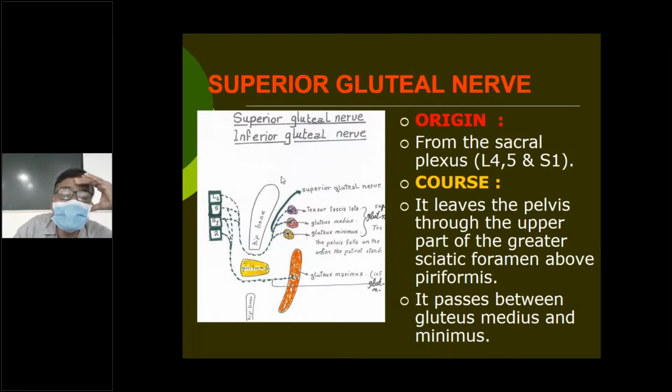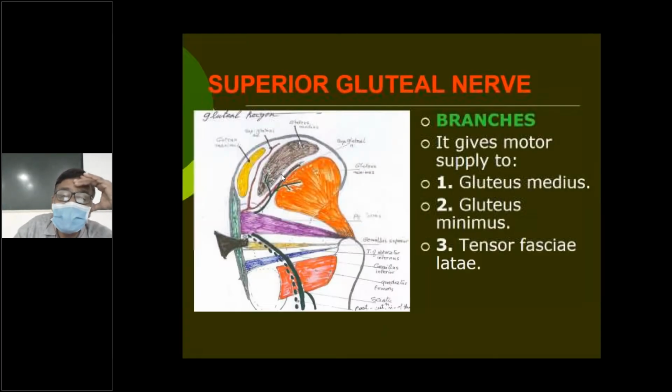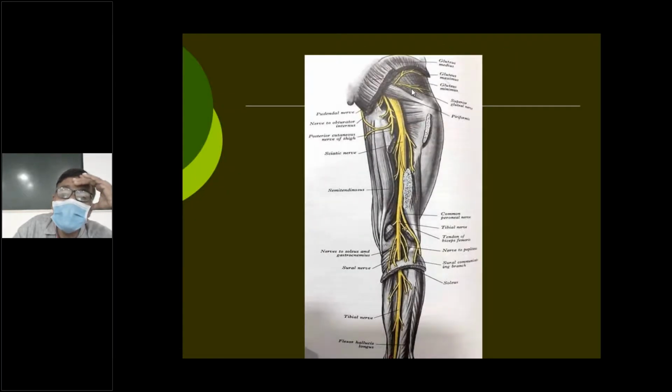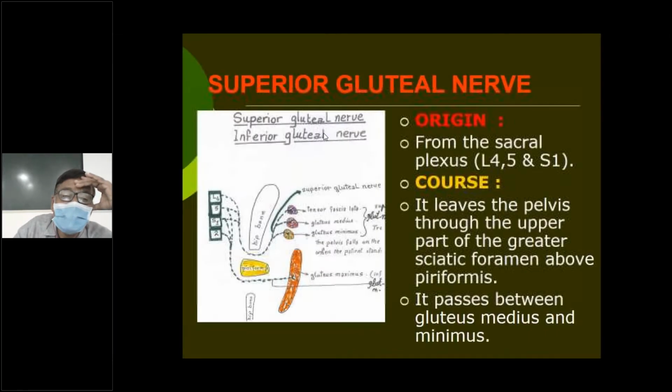Now the superior gluteal nerve supplies three muscles. What are they? Gluteus medius, gluteus minimus, and finally tensor fasciae latae. It supplies these two muscles, but then the lower division continues to the tensor fasciae latae. So three muscles are supplied by the superior gluteal nerve. That is all about the superior gluteal nerve.